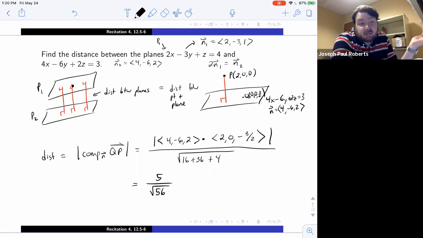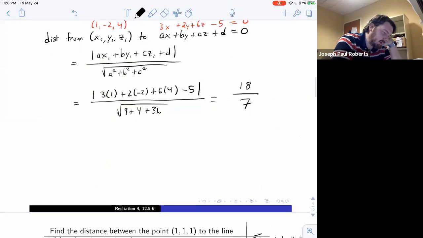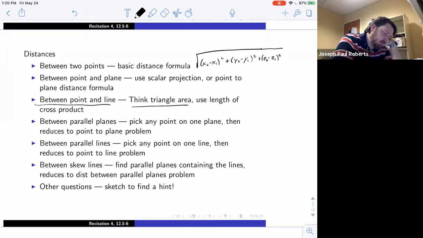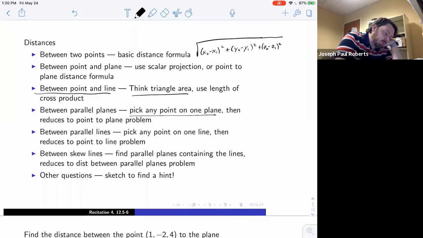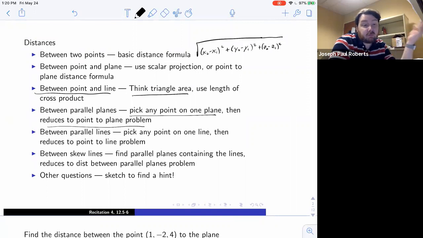So for parallel planes, you basically throw out all but one point on one of the planes and then treat it as distance between a point and a plane. And so that's the hint I gave up in this summary. Pick any point on one plane and then find the distance from that point to the other plane. Okay.